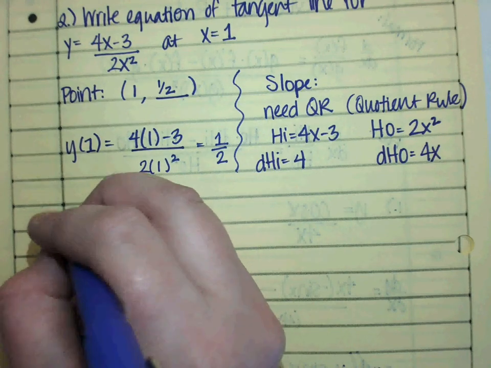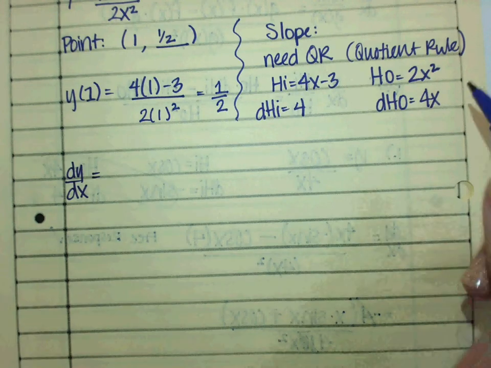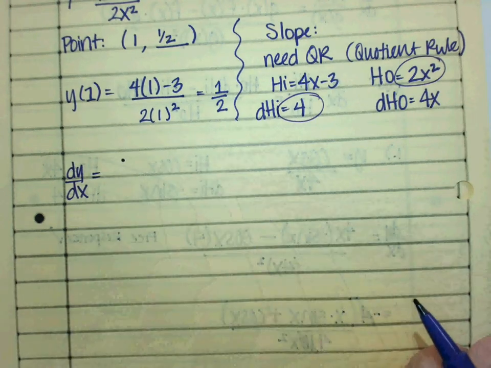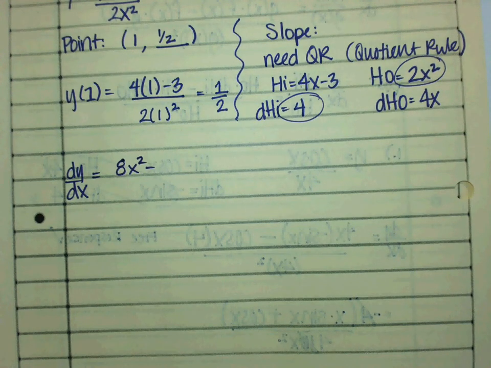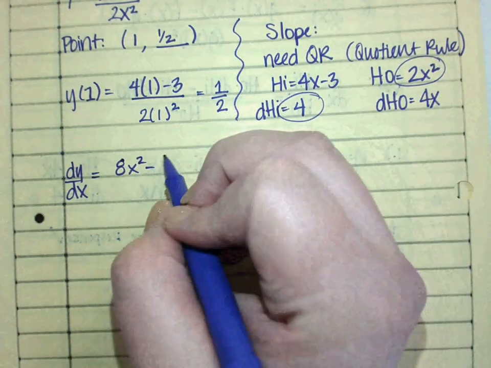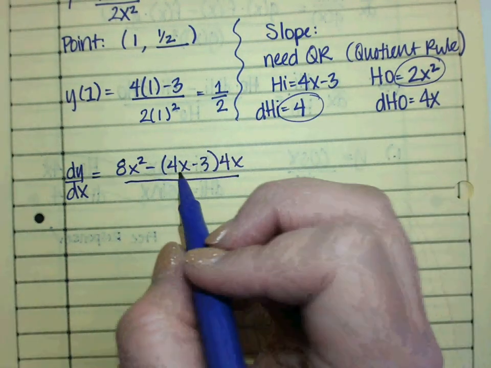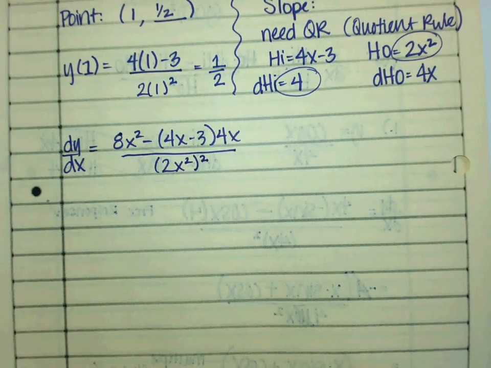Okay, then remember, for your rule, it's ho d high minus high d ho. So, dy dx equals, or you could call it y prime if you like that better, doesn't matter. Okay, ho d high would be 2x squared times 4. What's that? 8x squared, good. Minus, then I need high d ho, so that'd be 4x minus 3 times 4x, over ho squared would be 2x squared squared. Now, let me point out to you that if you're plugging in a number, I would plug it in here. I wouldn't do any of that GCF stuff, because you're more likely to make a mistake, and it doesn't really make it that much faster.